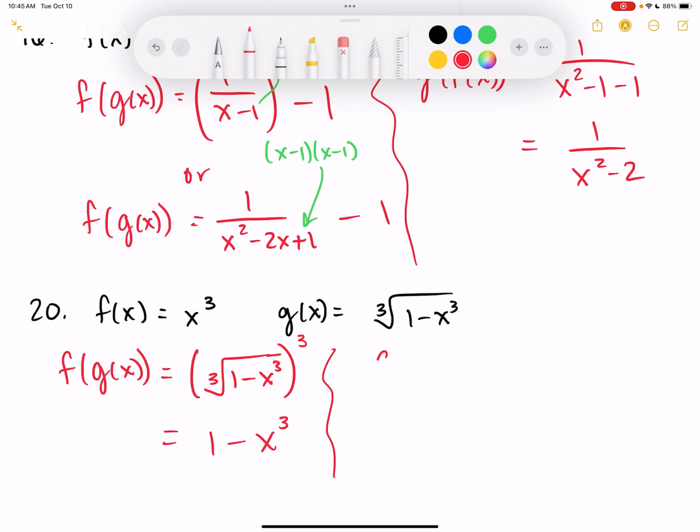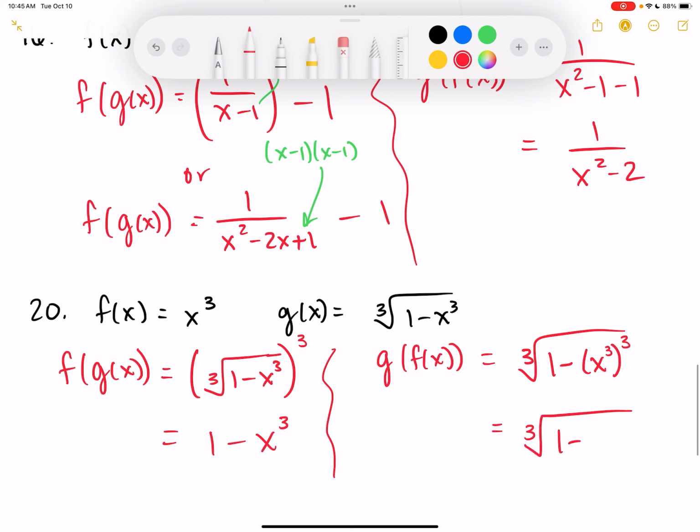And then the other one, g of f of x. So this one is the cube root of 1 minus, then this is where I would put this in parentheses, x cubed, because that's what's getting plugged in for x, and then the whole thing is cubed. So to simplify this one, I would have the cube root of 1 minus x cubed cubed, so we multiply, so that would be x to the 9th. And then that's where you would leave that one.